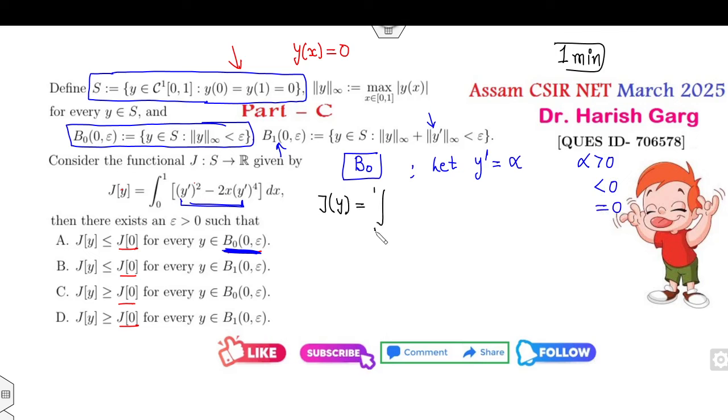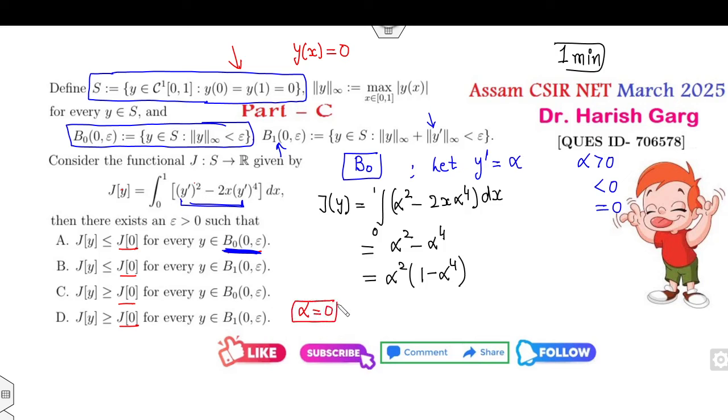So it will be integral from 0 to 1 of alpha square minus 2x alpha raised to power 4. So can you integrate them? Its integration is alpha square minus x square, limits from 0 to 1. So that will be alpha square common, 1 minus alpha 4. Now alpha can be any number. If I choose alpha is my 0, then what is the value of J of y? J of y is 0, which is same as J of 0. If I choose alpha as any positive number, say 10.